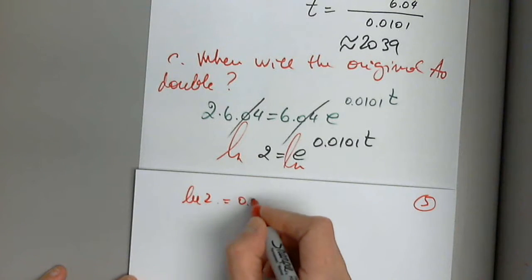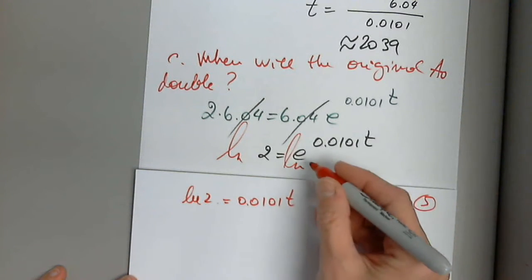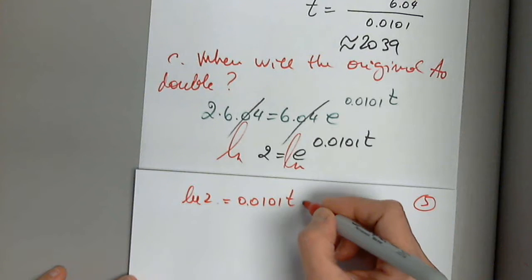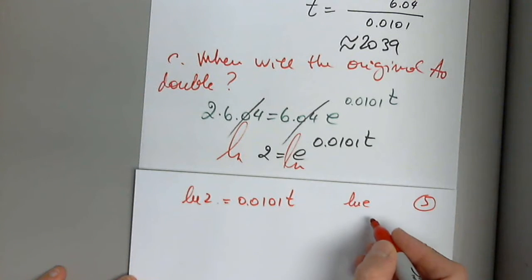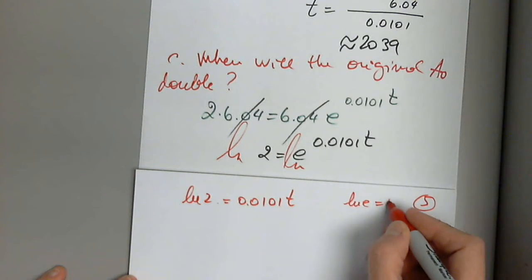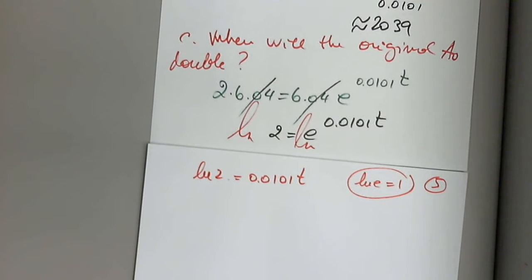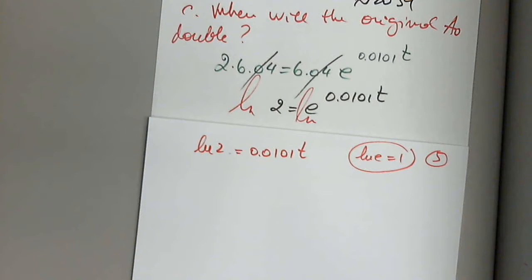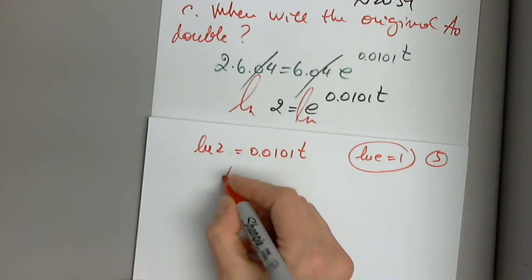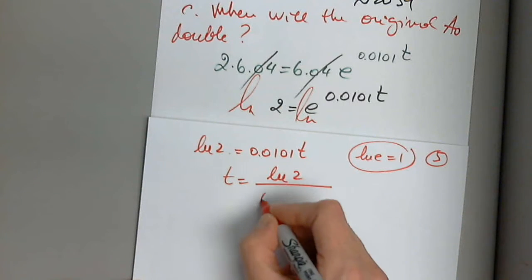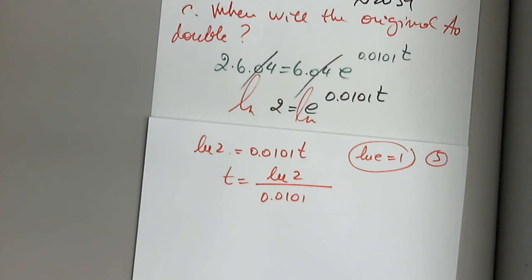Natural log 2 equals 0.0101t. I keep forgetting to multiply here by natural log e. How come? Because it's 1. Please remember that. Very good. So then t equals natural log 2 over 0.0101.